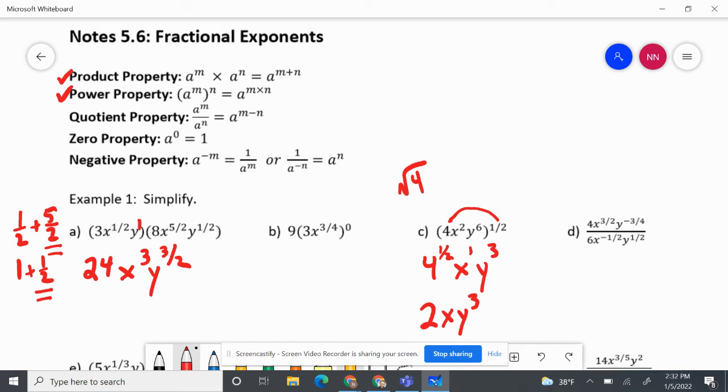I'm going to skip down to the zero property. Anything to the 0 is 1. So if we look at this one right here, anything to the 0 is 1. Since there's a 9 on the outside, 9 times 1 gives me 9.